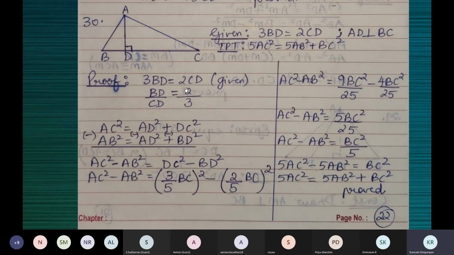So now BD, children. Can I say BD is 2x and CD is 3x? Let BD be 2x. Let CD be 3x. Can I say that?